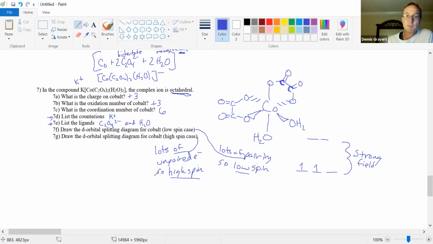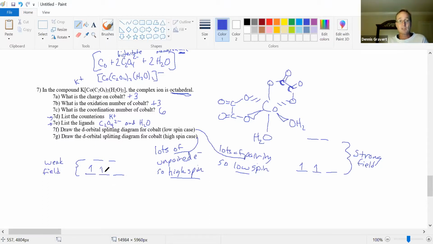When you have high spin, that's when you can put electrons here, and then after you put 3 in there, for the 4th one, should we pair up or put it up here? Turns out it's less energy to put one up here because it's a small gap. This is a weak field splitting.